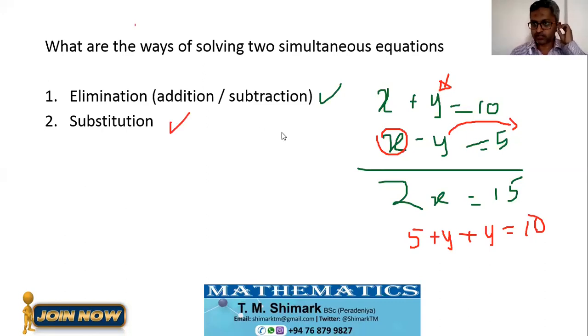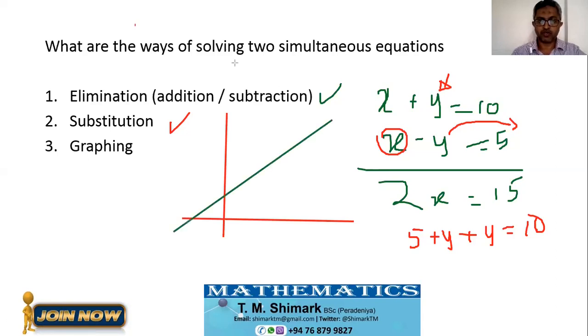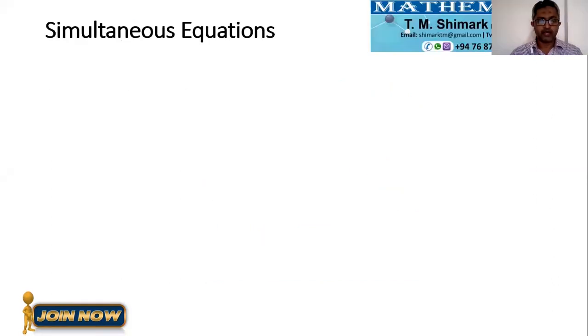Can anyone say what the third method will be? Graphing method, that we are not using, of course. You draw two graphs, let's say this is one line and the other one is this one. Let's say the solution will be here. That means we find the x value here and the y value from here. So we can find x and y by this. Okay, we will go to a few of the questions.